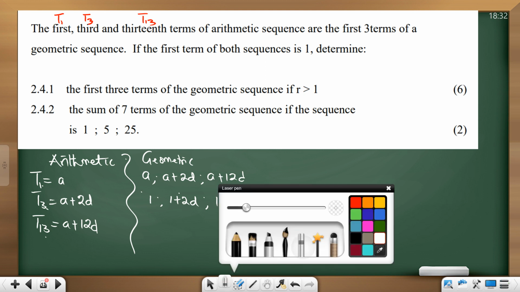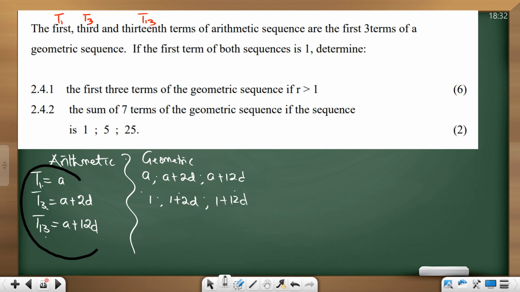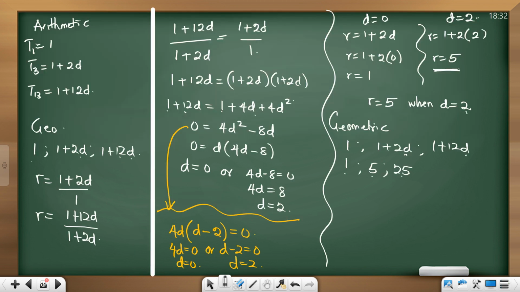This is what I did here. So this is my arithmetic. And please don't forget these formulas: A plus n minus 1 d. All right, we are supposed to find what? The first 3 terms of the geometric if r is greater than 1. I just rewrote my information now, knowing that my A is 1, right?